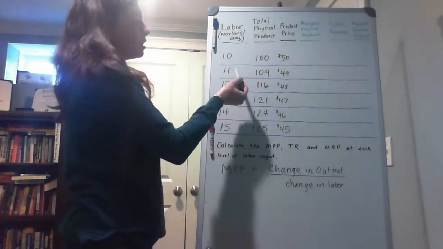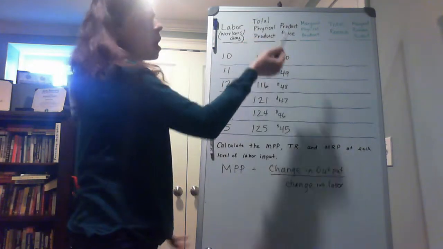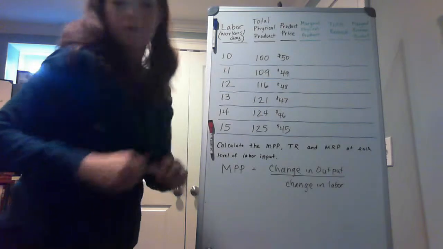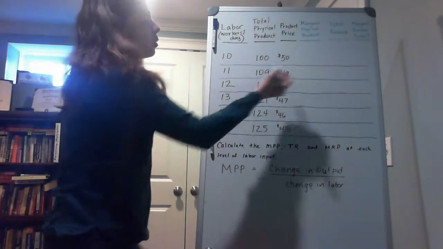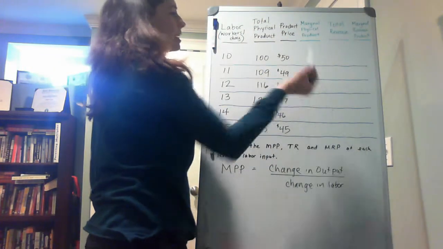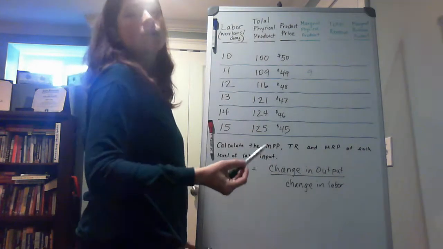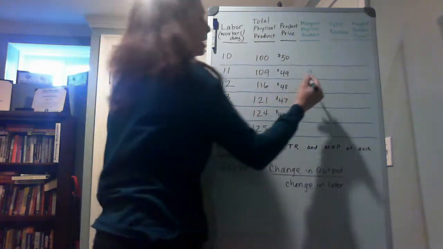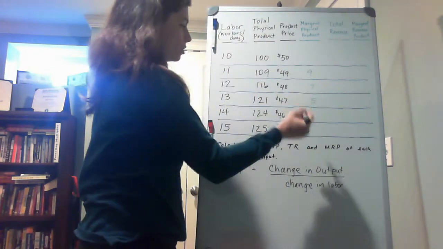So as we go from 10 to 11 workers, we go from 100 to 109 units. Total physical product is just another way to say output. So in green, you'll see the answers versus the data that's given. The marginal physical product is 9 units. The 11th worker basically increased total production by 9 units. We keep going, 109 to 116, 7 units, keep going further, 5 units, and so on and so forth.